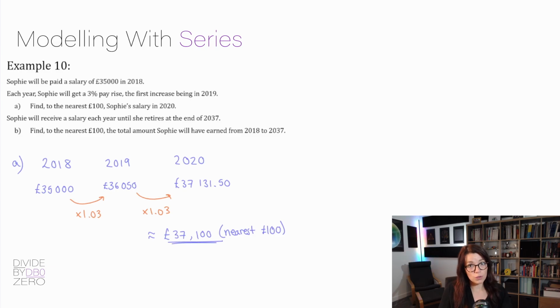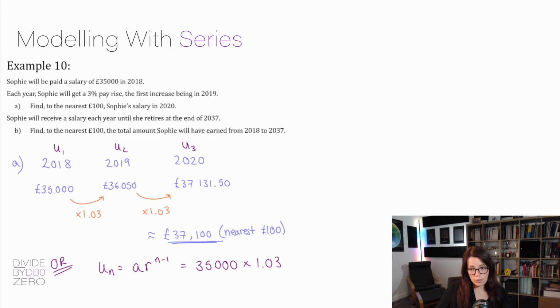For that part, if you wanted to, you could have noticed that it is in fact a geometric sequence, where this is U1, U2, and 2020 is U3. So if you wanted to, you could have used Un equals a r to the n minus 1, where a is 35,000, r, the common ratio, is 1.03, and then in terms of U3, so 3 take away 1 would be 2, and that would have given you the same answer. Either way is fine, whatever makes more sense to you.